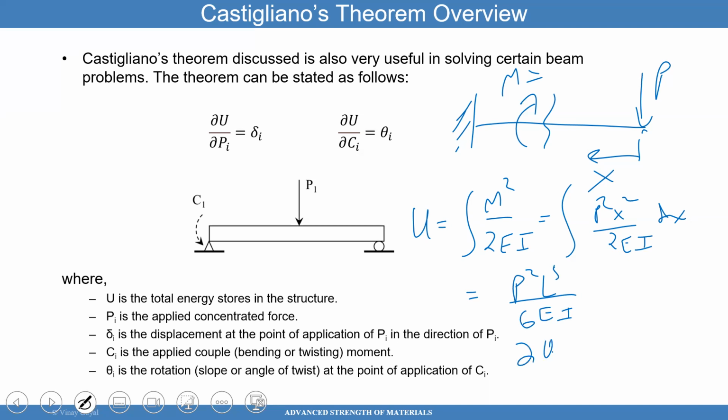What is the partial of U with respect to P? Isn't that the deflection there at point P? What is that derivative? PL cubed over 3EI. Isn't that what somebody read? There's a gentleman here that stated it. You stated it, you Googled it. It was PL cubed over 3EI. I got the same answer. Agreed? Did you get the same answer?